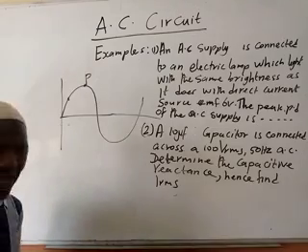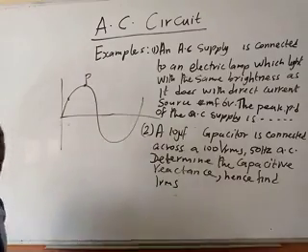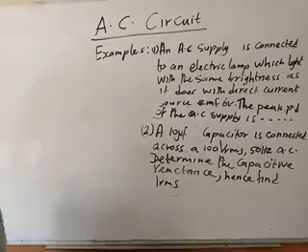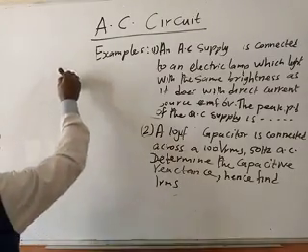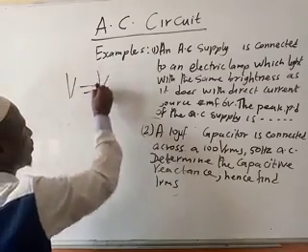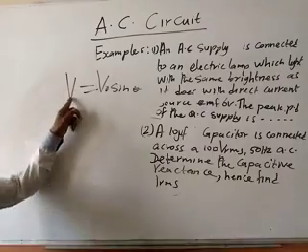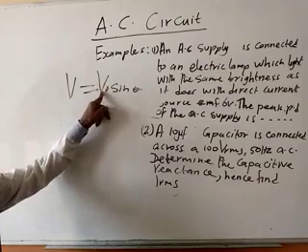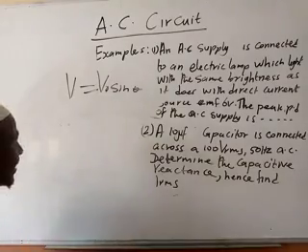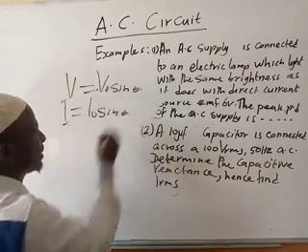Then we have I root mean square. Then because it takes a sine form, that's why we call it a sinusoidal wave. So in that case, we are going to relate them like this. We have ordinary V, that is instantaneous voltage, equal to V naught sine theta. Don't forget, this V naught is peak. The same thing is applicable to current. I is equal to I naught sine theta.